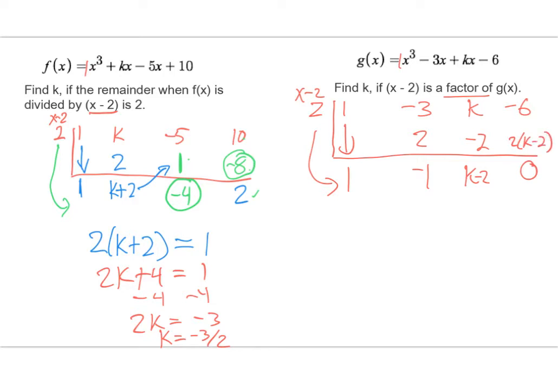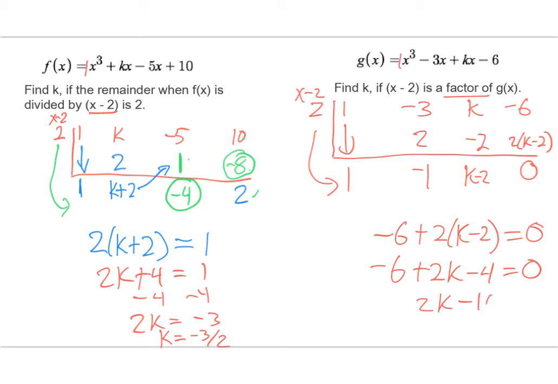And now I have this situation where these two things added up have to equal 0. So negative 6 plus 2 times k minus 2 must equal 0. Okay, I'll do some distribution. Negative 6 plus 2k minus 4 is equal to 0. That'll give us 2k minus 10 is equal to 0. Add 10 to both sides. We get 2k is equal to 10, and k is equal to 5.